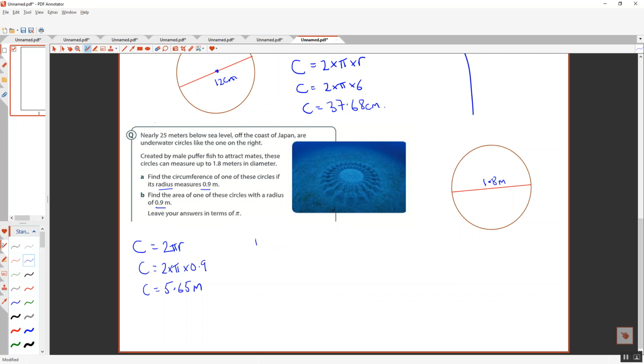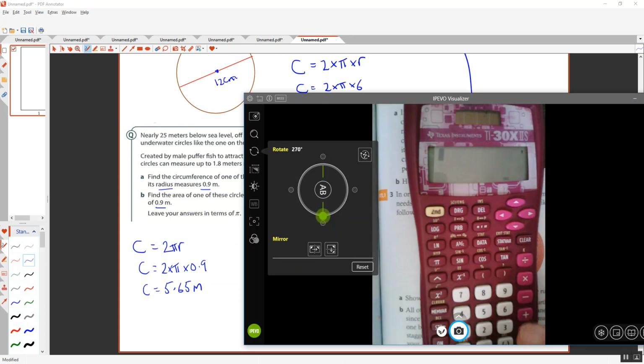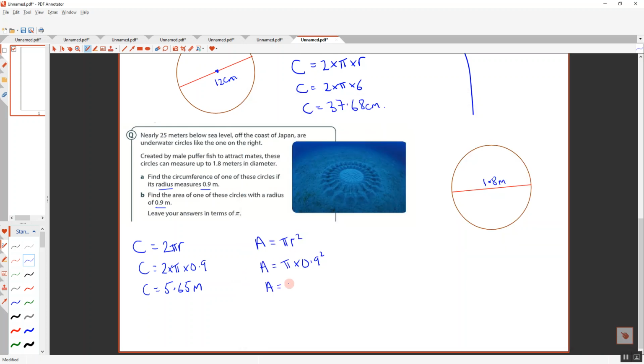So the area is equal to pi times the radius squared. So pi times 0.9 squared. If I go to my calculator, pi times 0.9 squared, 2.54. That's meters squared. So these are technically correct.